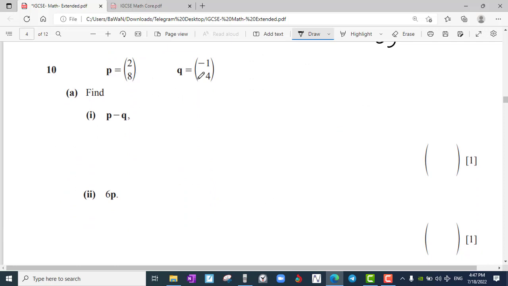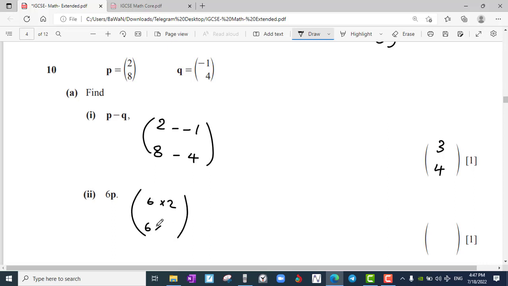Vectors. This is vector P, this is vector Q. Find P minus Q. For P minus Q, we just subtract the corresponding numbers. We will have 2 minus -1, 8 minus 4. 2 minus -1 is 3, because minus minus will be plus. 8 minus 4 is 4. Next, 6P: we just have to multiply this vector P by 6. 6 times 2, 6 times 8. 6 times 2 is 12. 6 times 8 is 48.